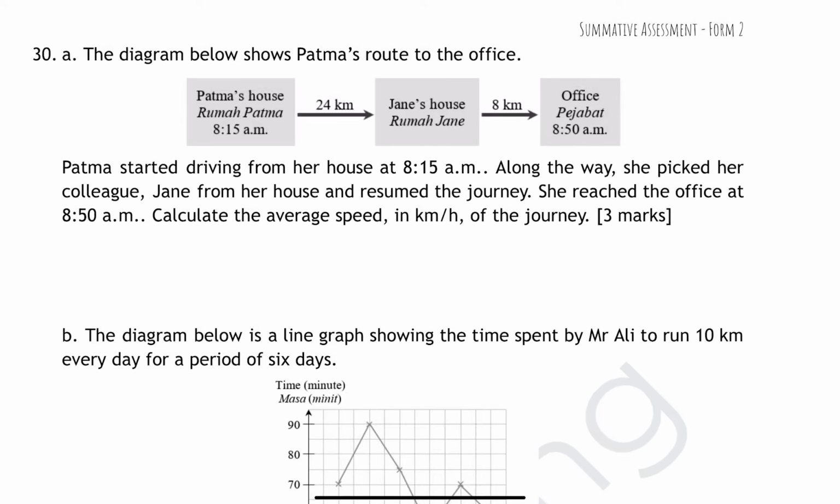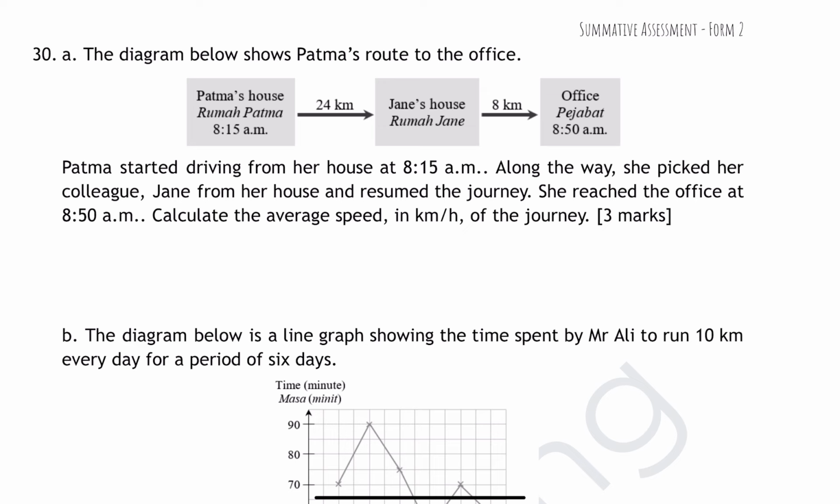Okay, question 30. The diagram below shows Padma's route to the office. Padma started driving from her house at 8:15 a.m. Along the way, she picked her colleague Jane from her house and resumed the journey. She reached the office at 8:50 a.m. Calculate the average speed in km per hour of the journey.